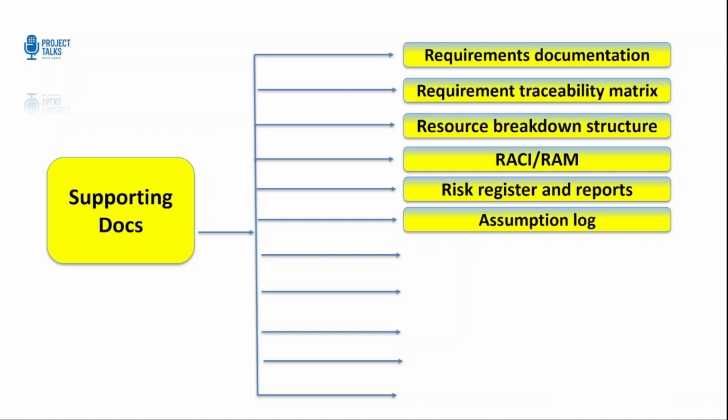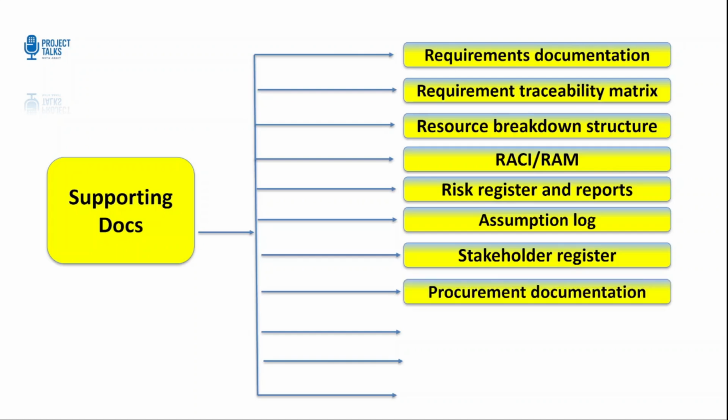It records all assumptions and constraints made during project planning and execution. This log is revised often to validate or update the assumptions. Then comes the stakeholder register. It includes details about the stakeholders, their interest, influence, and communication needs. It helps ensure effective stakeholder management.